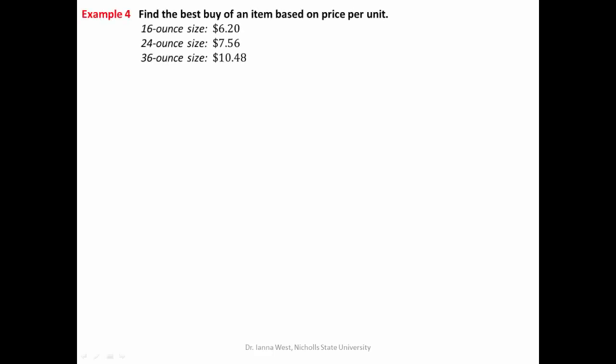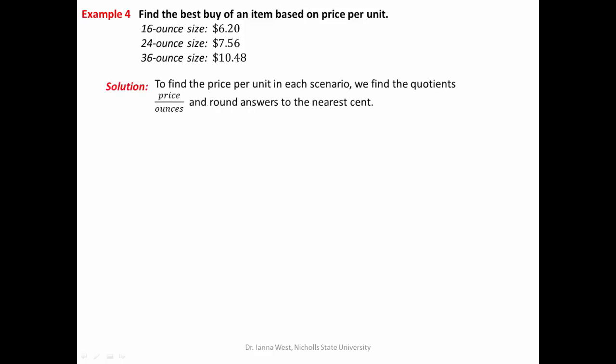In our next example, we are asked to find the best buy of an item based on unit price, given the information here. To find the price per unit in each scenario, we simply find the quotients, price divided by ounces, and round answers to the nearest cent. We start with $6.20 divided by 16 ounces. When we divide, we get 39 hundredths, which is equivalent to 39 cents per ounce.